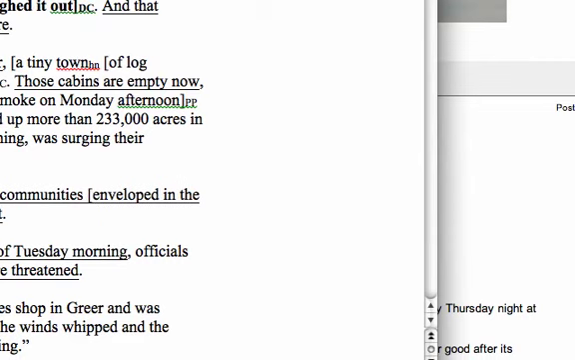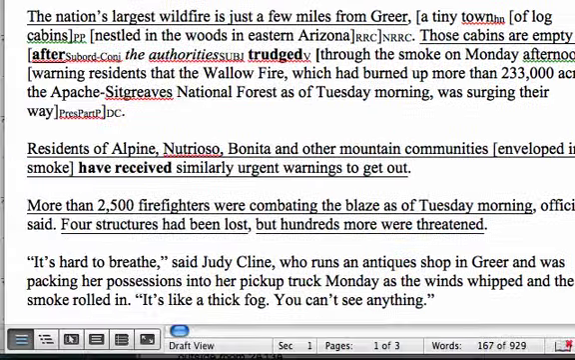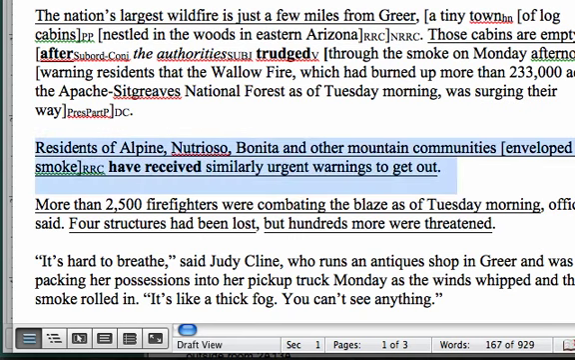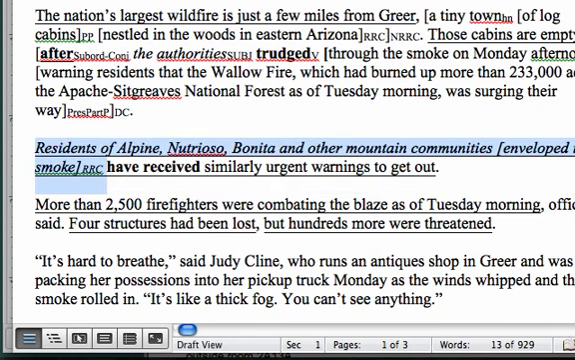So I looked at all the verbs here. I looked at enveloped, I looked at have received. I decided, look, it has an auxiliary, it has a past participle, that's going to be the main verb in the sentence, the verb phrase. This "enveloped in the smoke" is giving us more information about the mountain communities, so it's going to be a reduced relative clause. So, and this whole thing, which I'm going to put in italics, is what? Is the subject.